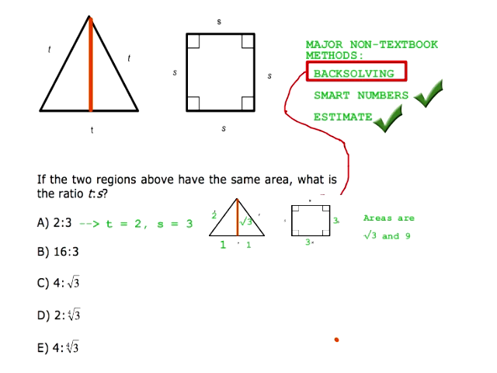You can probably also tell that B is not going to work once you realize this. The area is going to have something with square root of 3. The square area is still 9. And the triangle area will still have square root of 3 in it, so it's not going to work.